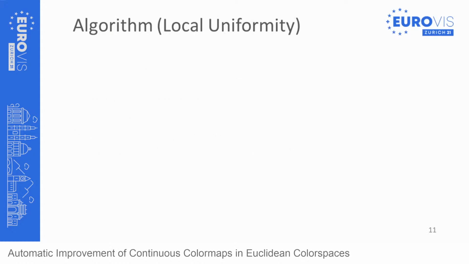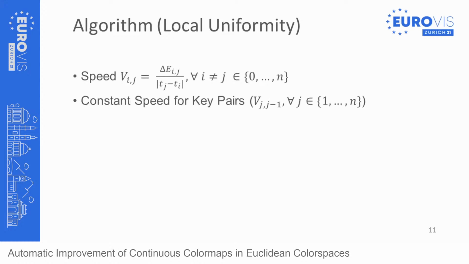A color map suffices uniformity if the speed of a color map is constant. Constant speed means that the perceived distances between colors are proportional to the distances of the values they represent. Our first algorithm addresses the optimization of the local speed. That means that we want to reach constant speed between each key pair. This can be reached by an adjustment of the key color or the key position.